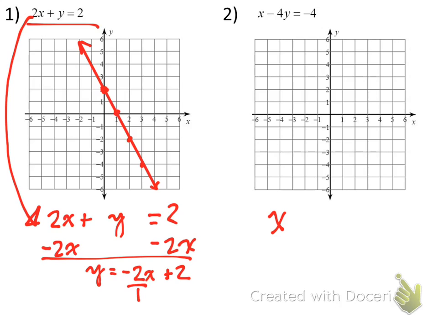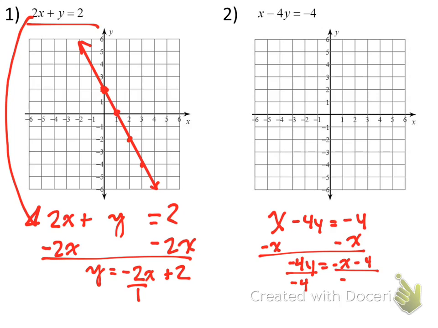We have x minus 4y is equal to negative 4. First thing you want to do is subtract x from both sides. That's step 1 here. So we got negative 4y is equal to negative x minus 4. Now we have y over here and it's not by itself. So what I'm going to do is divide both sides by negative 4.